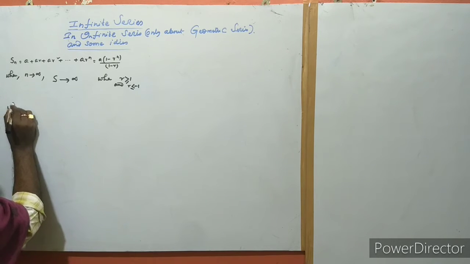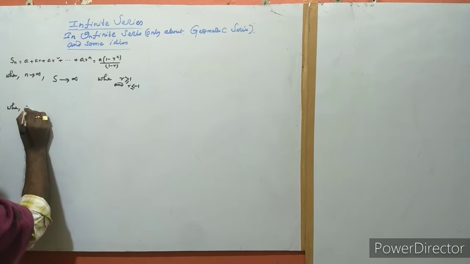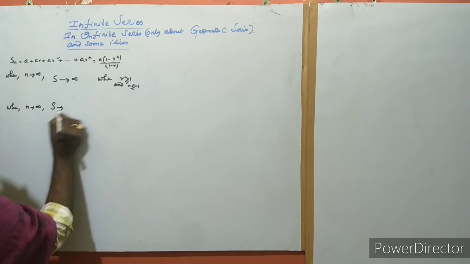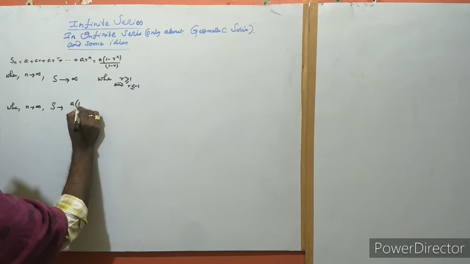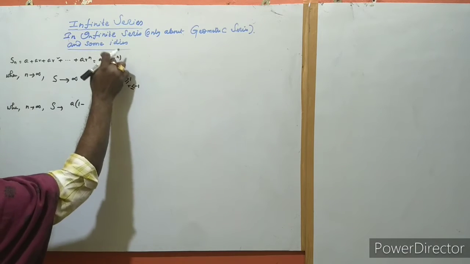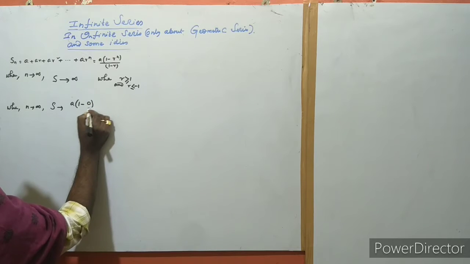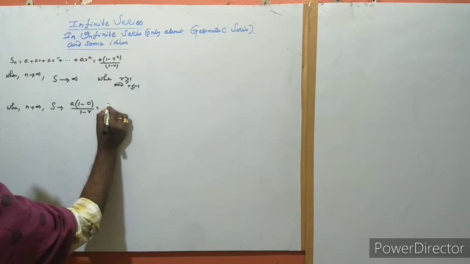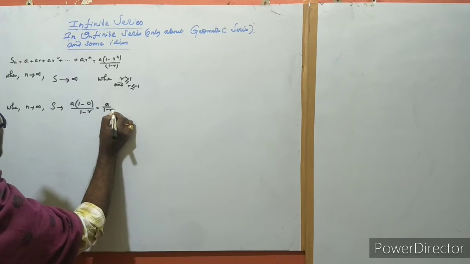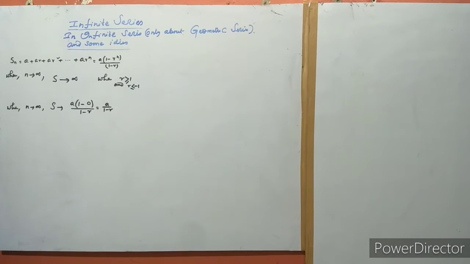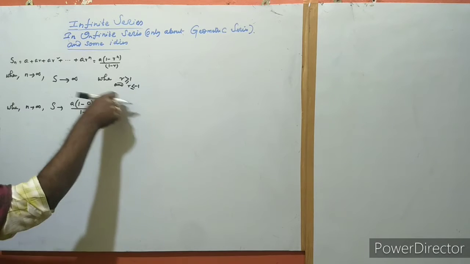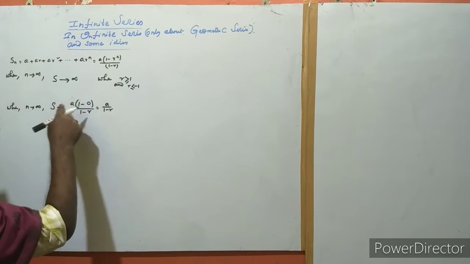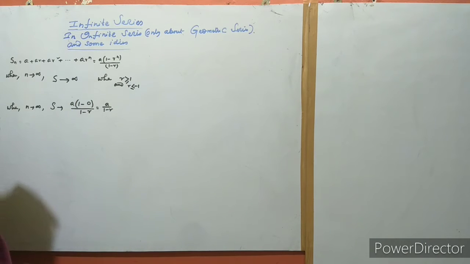And when n tends to infinity, then S tends to a by 1 minus r, and this value r to the power n would be 0. When would it be 0? See about the thinking of that. If r is more than 1, then its value tends to infinity.